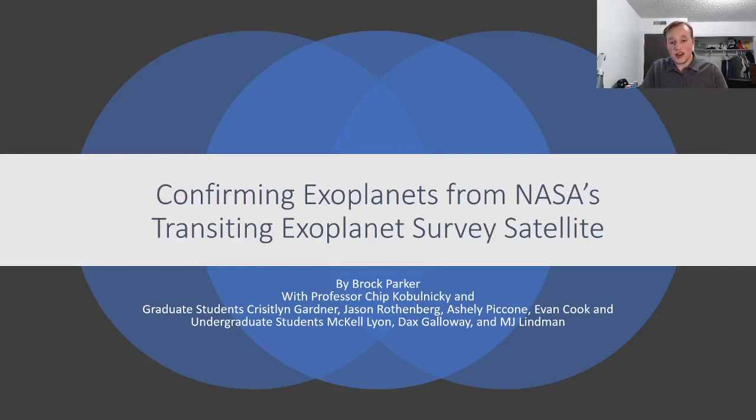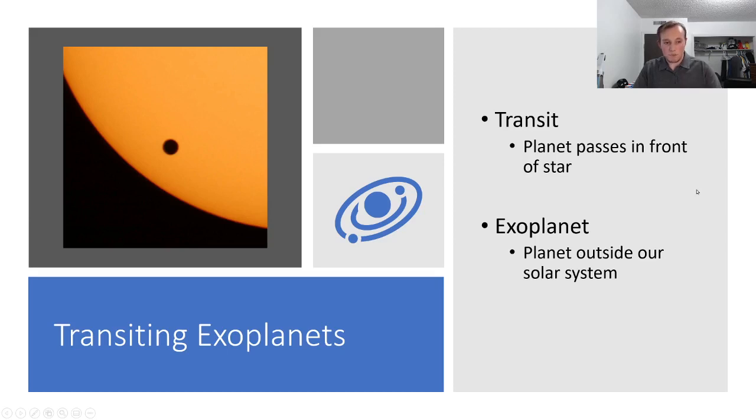My research group is headed by Professor Chip Kobelnicki, and we are working on confirming exoplanets from NASA's Transiting Exoplanet Survey satellite. Now, what do we mean when we say transiting exoplanet? Well, a transit is when a planet or some other object passes in front of a star. So over here we can see Venus transiting in front of our Sun.